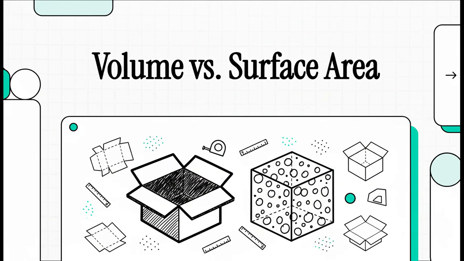Okay, let's start with a question. When you look at a box, what is the box? Is it the cardboard it's made of? Or is it the empty space inside? It sounds simple, but this is exactly where the confusion between volume and surface area starts. So today, let's clear this up once and for all.